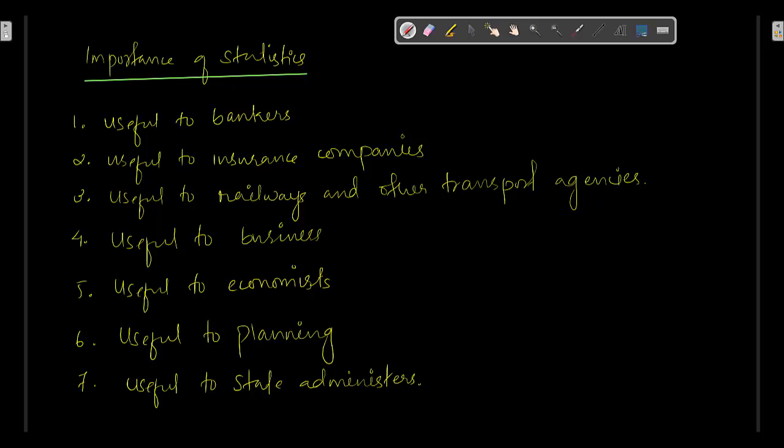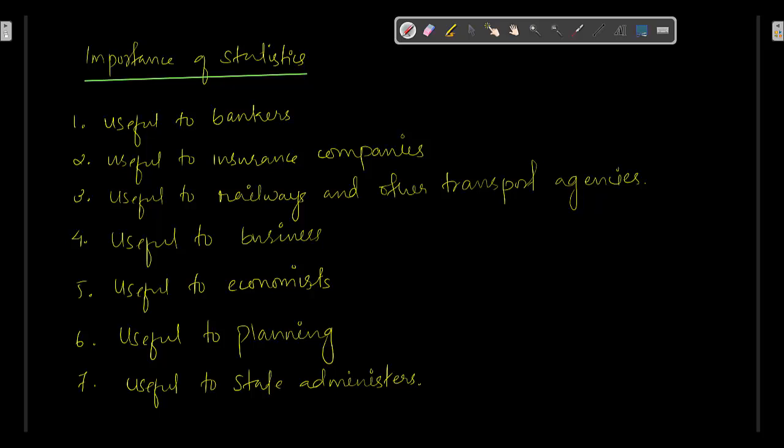Lastly, it is useful to the state administrator. It sets targets and paves the way for their accomplishment. Statistics functions as the two eyes of the state for better results and optimum utilization of the available resources. So it is useful for the administrator as well in order to use the optimum resources available in an efficient manner. Okay, so these are some of the important points for which statistics is useful.